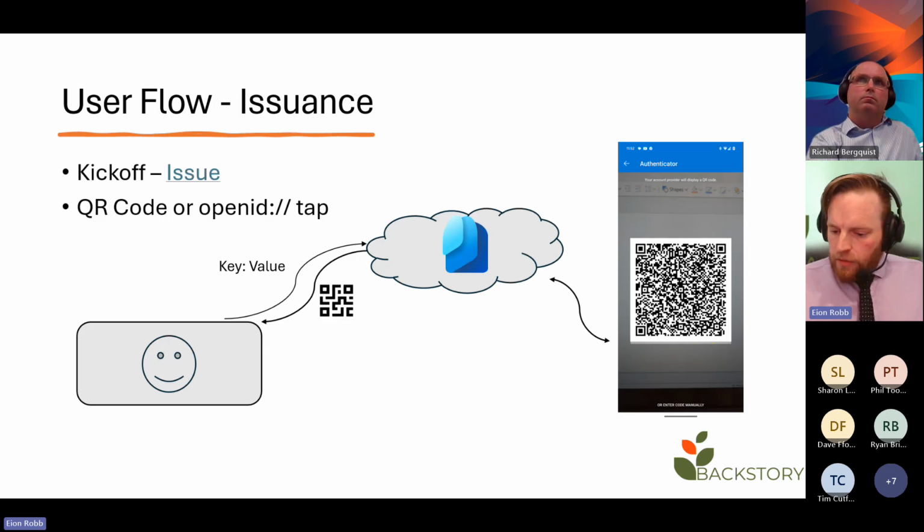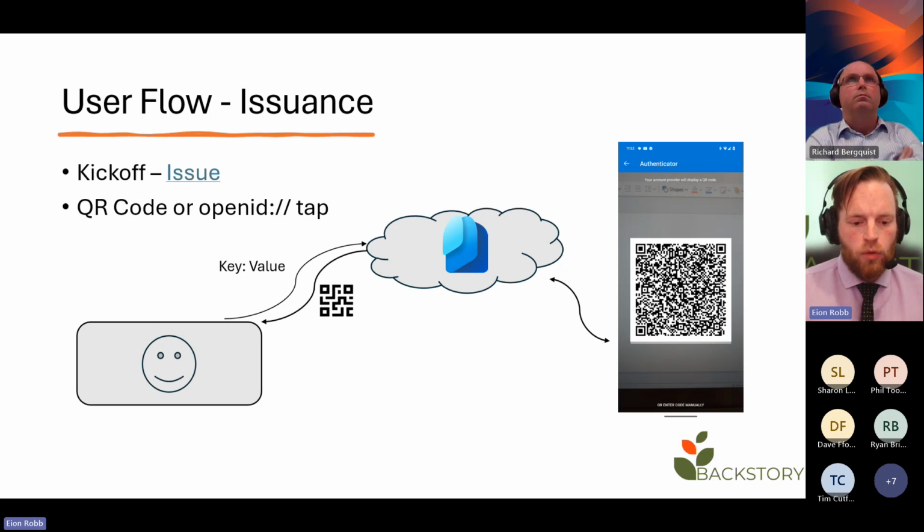I will pray to the live demo gods very shortly, but I'll just give an overview of how this works from the user side of things. Whenever we're interacting with a verified credential, the kickoff is always either a URL or URI, the OpenID, that you can tap on from your phone, or if you're using it from a website, you can scan it in remotely with a QR code.